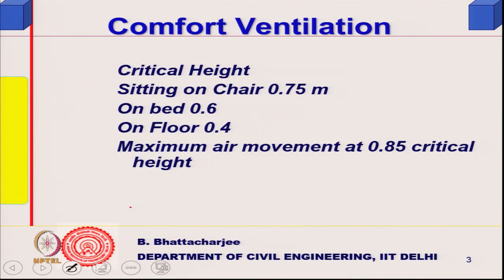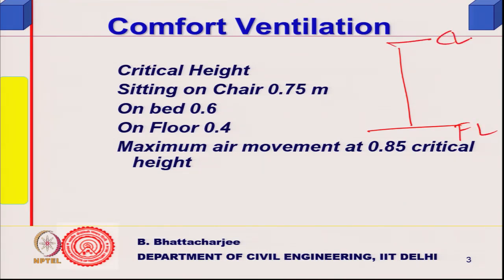The second issue is critical height. Where do we want the velocity? Because velocity at all levels may not be the same. This is the floor level, let us say, this is the ceiling level. Now, you want velocity at a certain level. Supposing I have openings at this level, both inlet and outlet, air will enter like this and go away, velocity still here will be 0, but the flow in meter cube per second will still be high, but that does not mean you will have a comfortable situation, because comfort ventilation velocity may not be high at the desirable level.